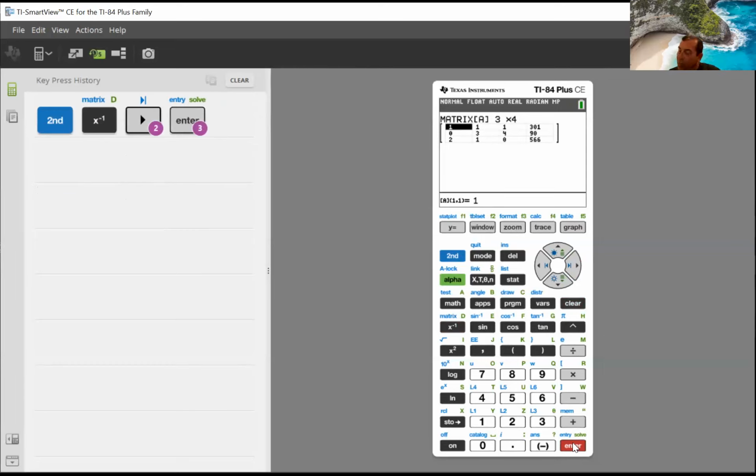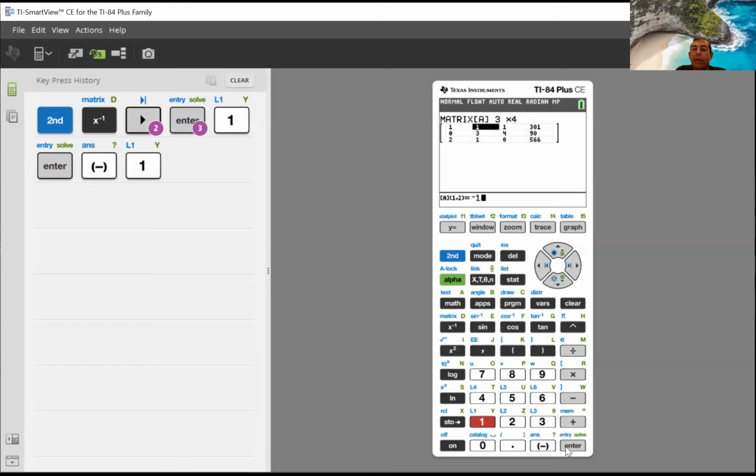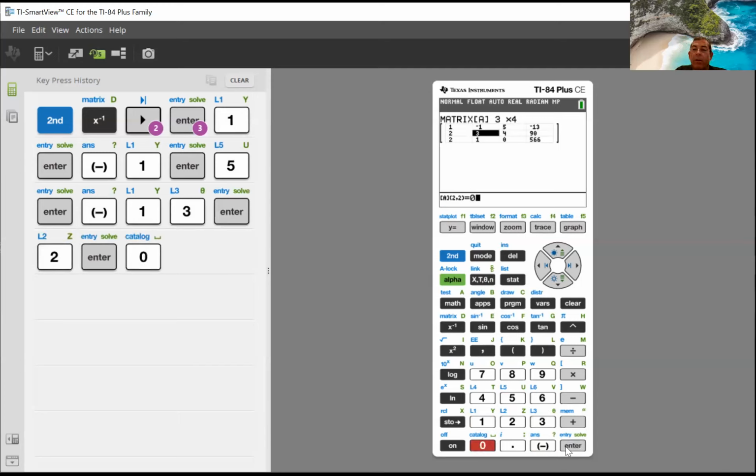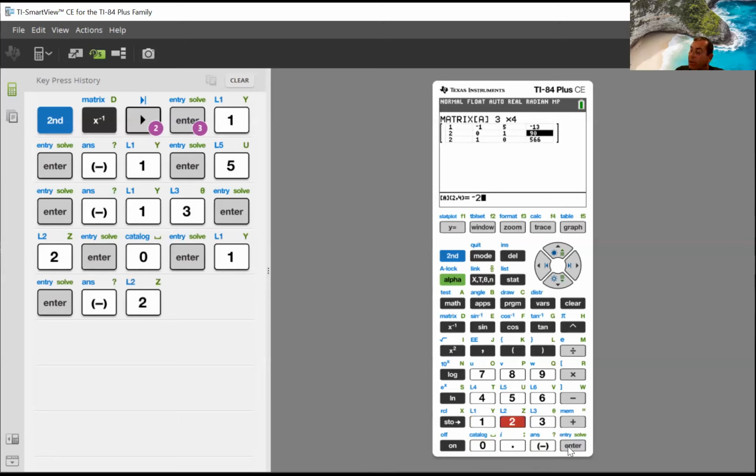Now we're going to put in our numbers we got. So I had a 1, a negative 1, and hit enter after every number. A 5, enter, and then a negative 13. Second row, I got a 2, enter, 0, enter, 1, enter, and a negative 2, enter.